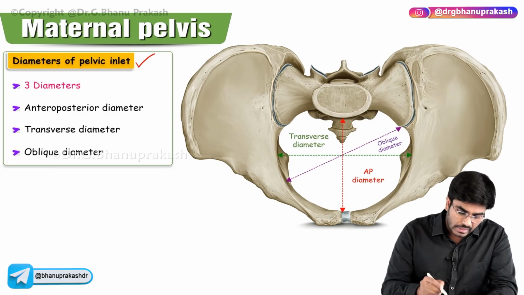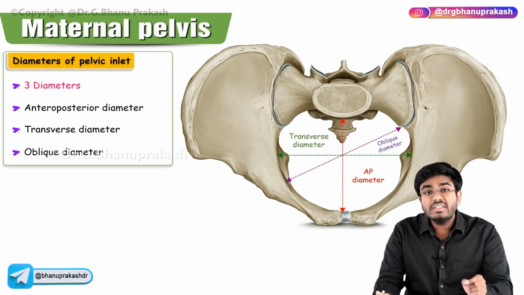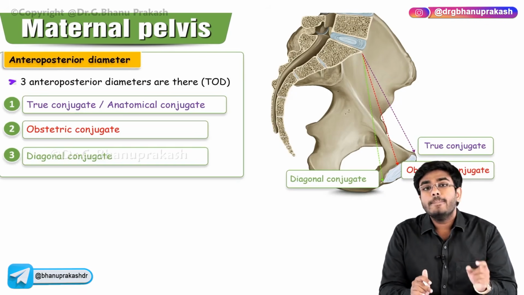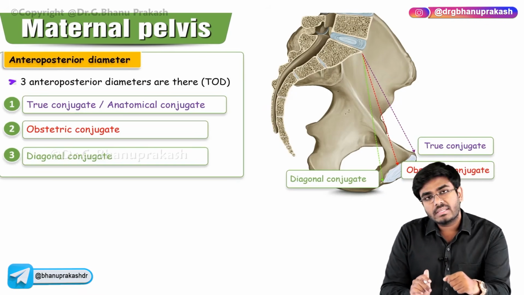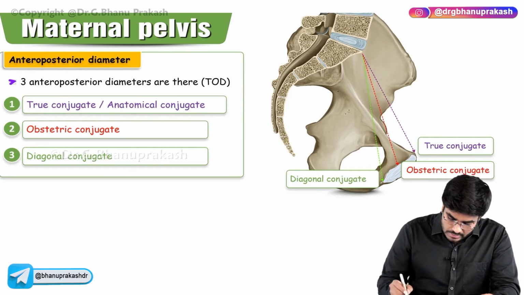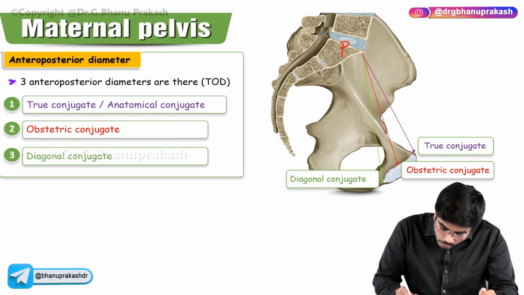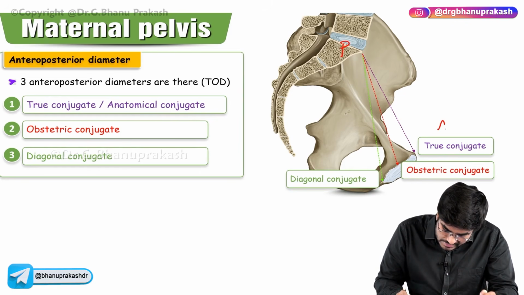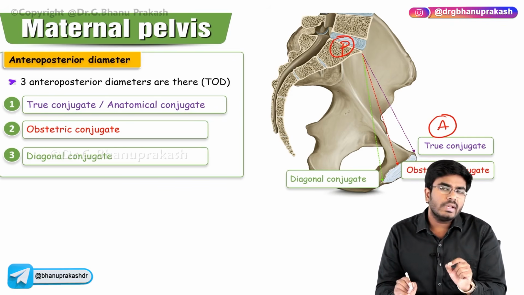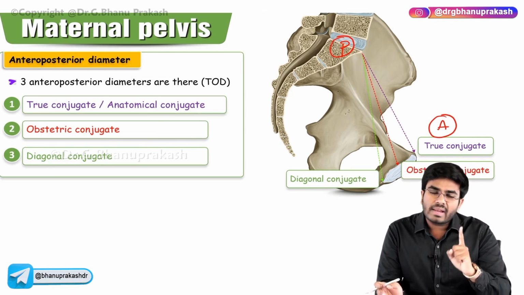Now, let's begin with the antero-posterior diameters of the pelvic inlet. Please concentrate here. How many antero-posterior diameters are there? There are three. Sacrum lies in the posterior part and the pubic symphysis lies in the anterior part. If you are thinking logically, you will say there is only one antero-posterior diameter.